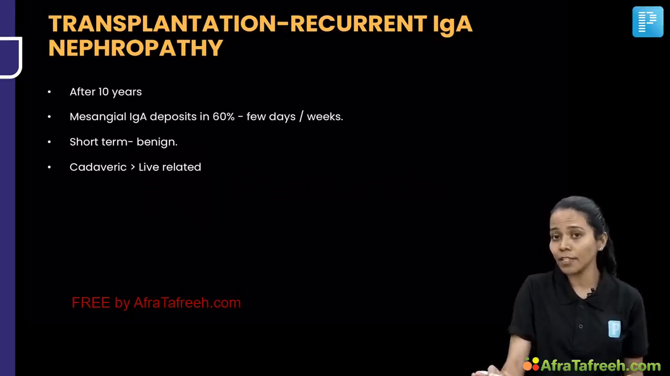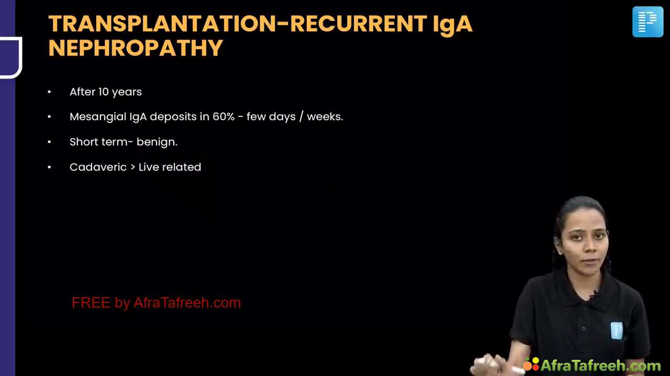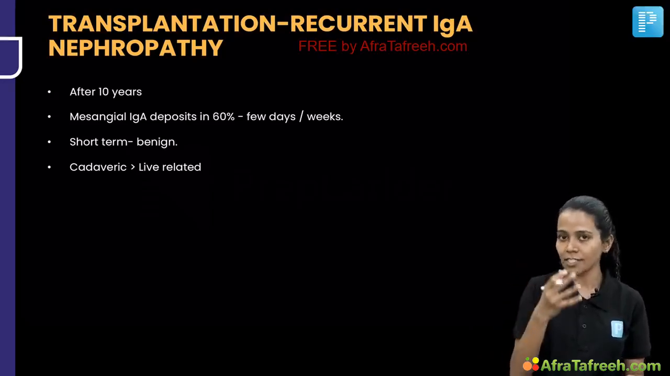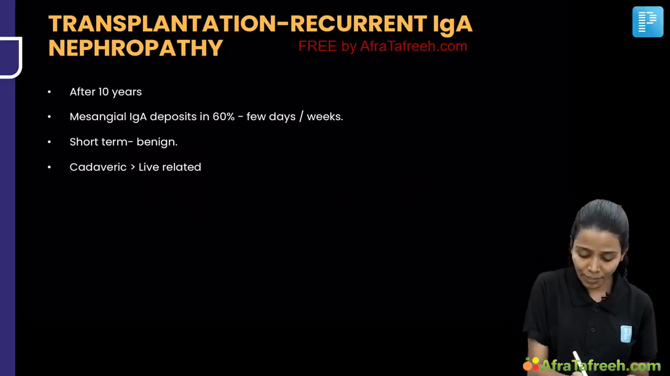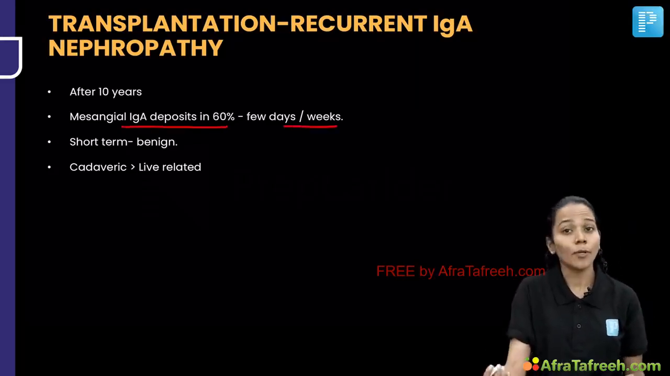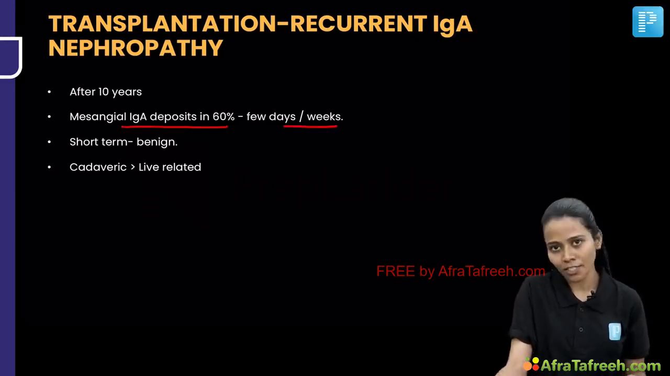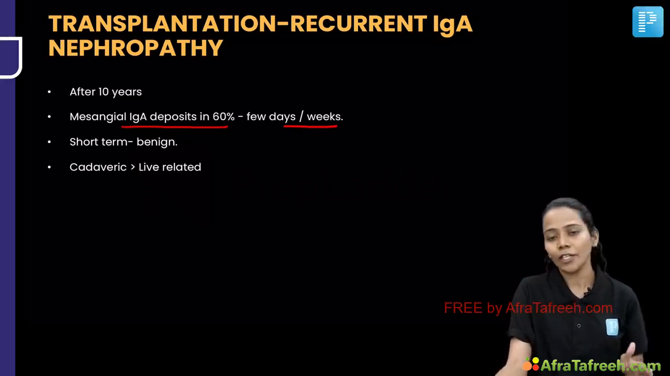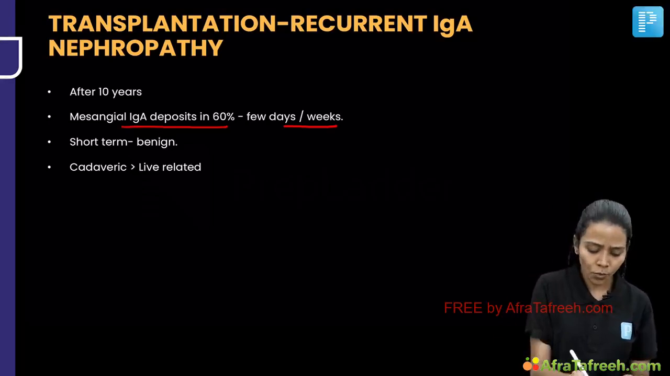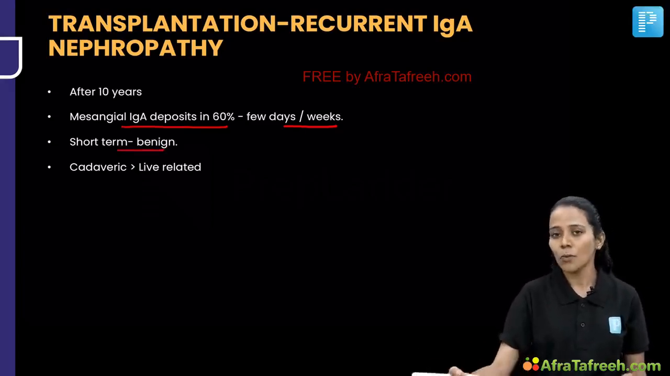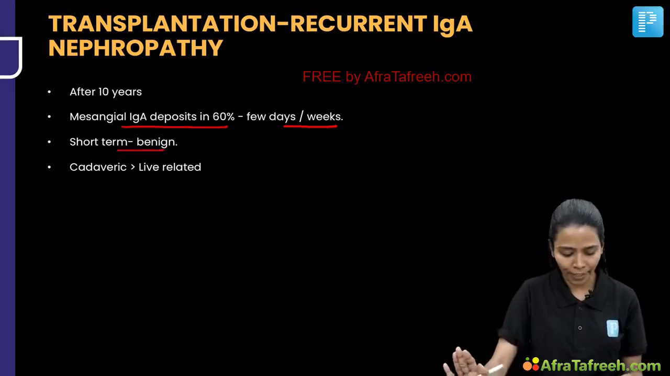But this doesn't mean that there are not going to be IgA deposits in the kidney, because you know the problem is with the galactose deficient IgA, which gets deposited, right? So these mesangial IgA depositions are seen in 60% within a few days or weeks. But what are we doing? We are giving immunosuppression in transplant patients, right? We are giving them CNI, we are giving them steroid. So this will take care of the disease. So in the short term, within weeks or months or the first few years, whatever IgA is found, it is benign. We need not panic about it.